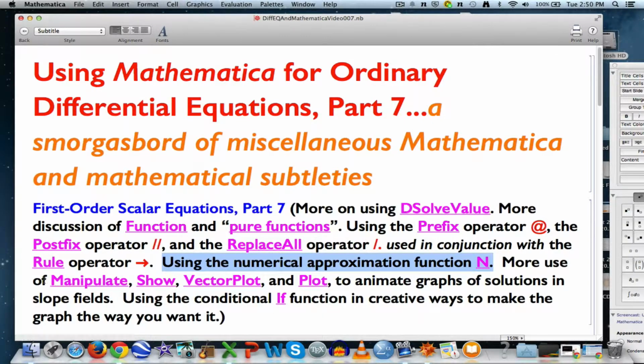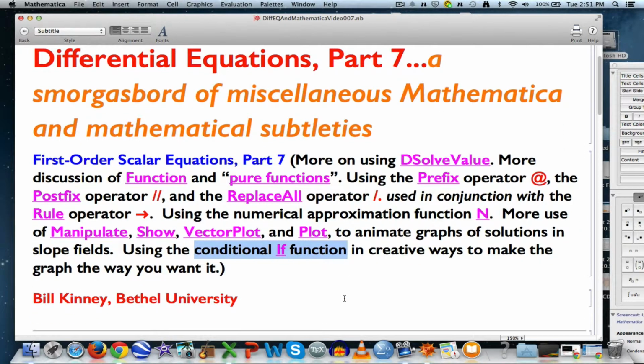We will get back down to thinking about differential equations and slope fields as well. And in that context, we'll think about focusing on just a piece of the graph that contains the initial condition when it's got a vertical asymptote, and we'll try to sort of make the graph as ideal as possible using something called the conditional If function that does certain things versus other things depending on whether a certain expression is true or false.